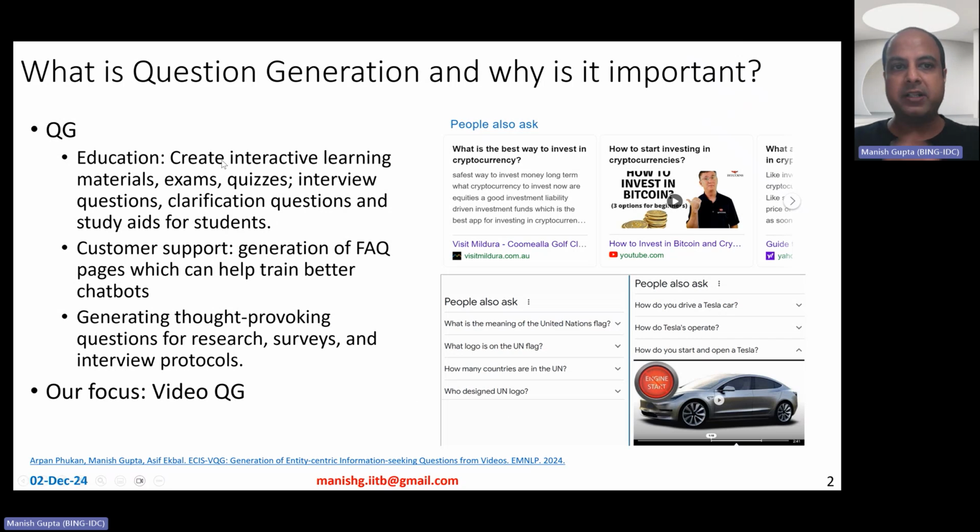Like in the education domain, it can be used for creating interactive learning material, exams, quizzes, interview questions, clarification questions, study aid for students, and so on. For customer support, of course, question generation is important because it can help generate frequently asked question pages, which can help train better chatbots later. It can also be used for generating thought-provoking questions, which can be useful for research, surveys, and establishing interview protocols.